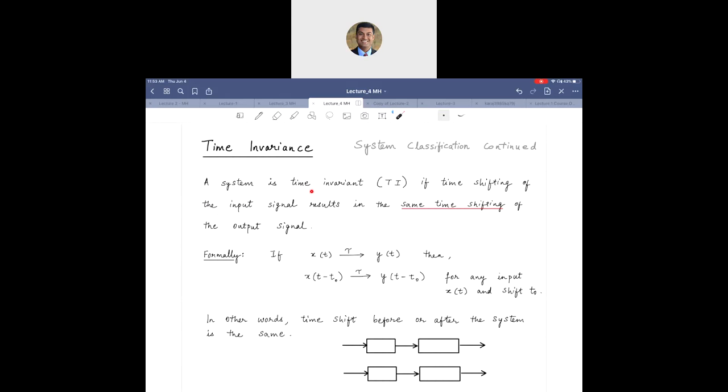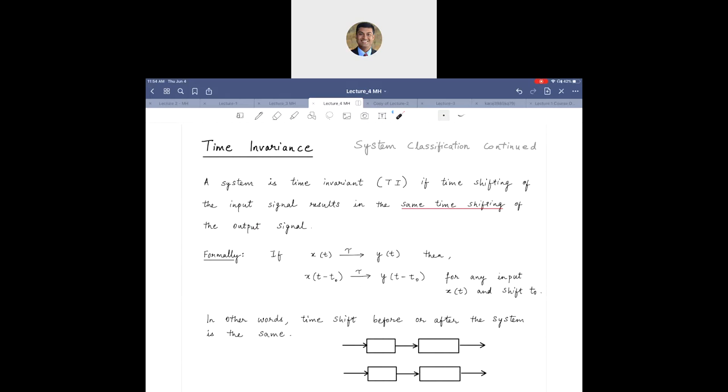A system is considered time invariant, TI, if the time shifting of the input signal results in the same time shifting of the output signal. So if I shift the input by tau, or in this case t0, the output also gets shifted by exactly the same amount in the same direction. So if it is getting delayed by t0, the output also gets delayed by t0. If it is getting advanced by t1, the output will also get advanced by t1. If that property holds good, then we can consider that system to be time invariant.